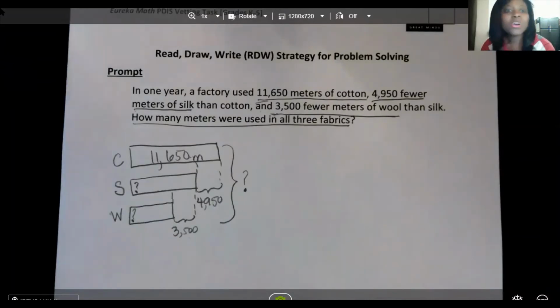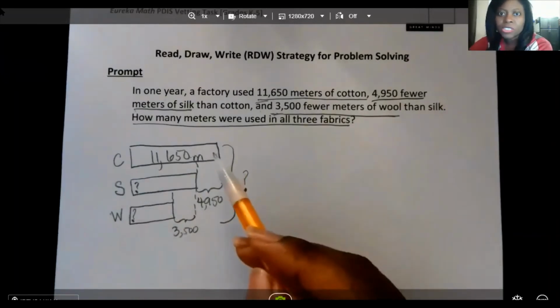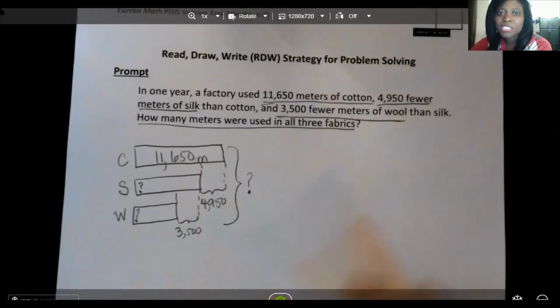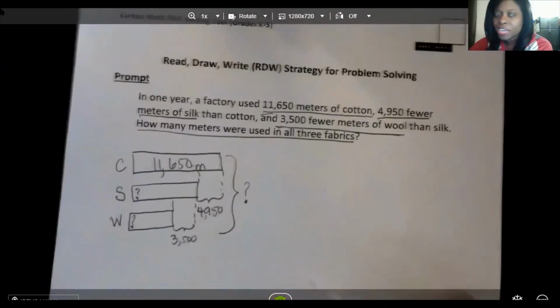Just remember, earlier we were talking about in the chat box what kind of problem it was. I see subtraction, yes. And we're back to comparison. Awesome. So this is a comparison problem. We are comparing silk to cotton and then wool to silk. And then we're going to see how much was used in all. So we actually have the subtraction, the comparison, and the addition all in one problem. So let's actually work it out.